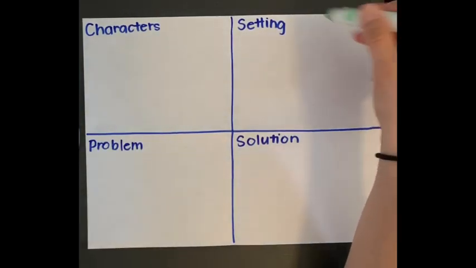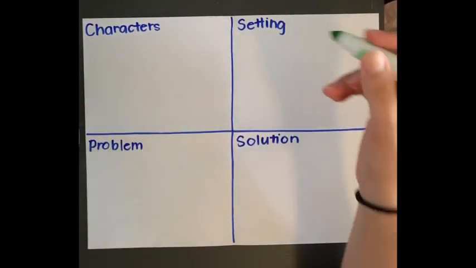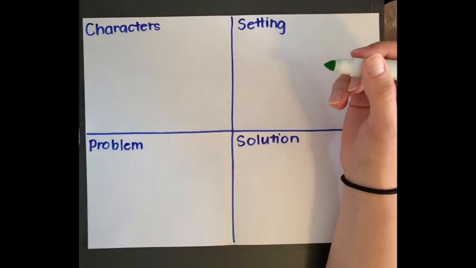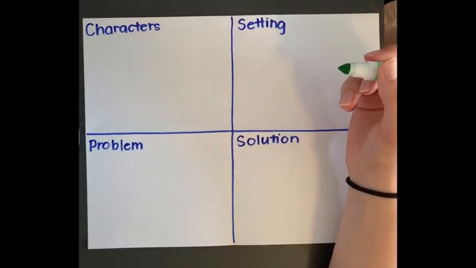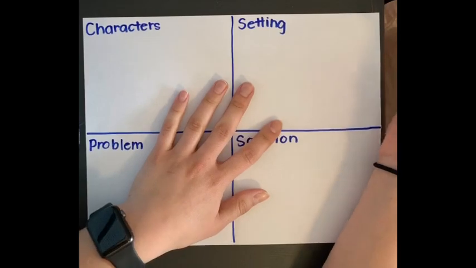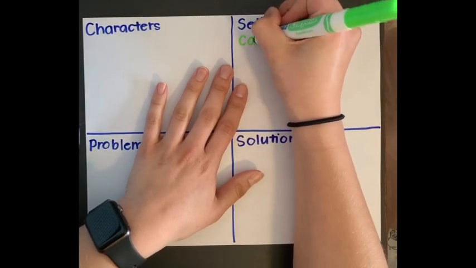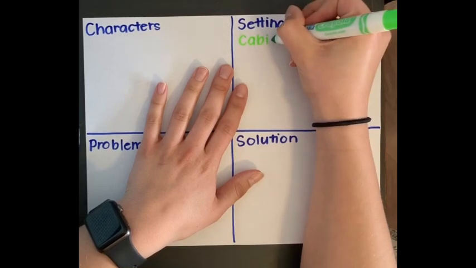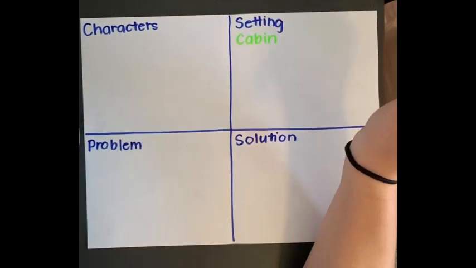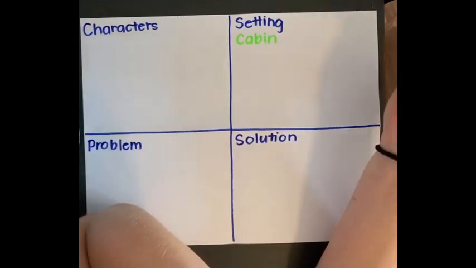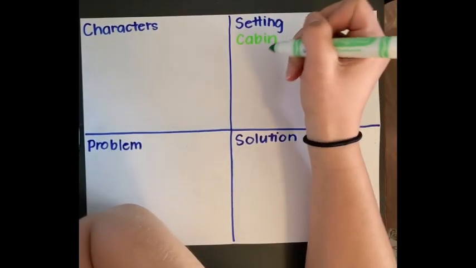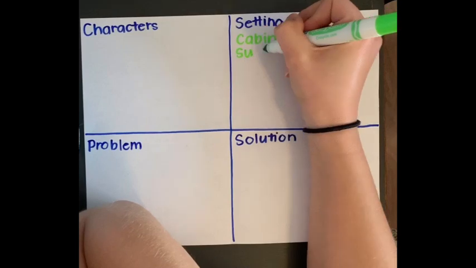So what I did is I started with the setting here, and I just kind of thought of things, places that I've been or places that I've wanted to go. So I'm gonna start with, I still go to my cabin all the time. I used to go a lot, like every weekend when I was little, so I'm gonna add cabin. What else? Summer vacation is coming up.